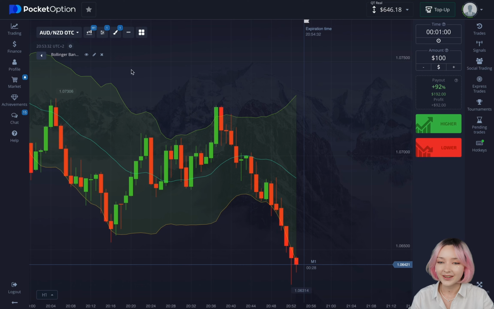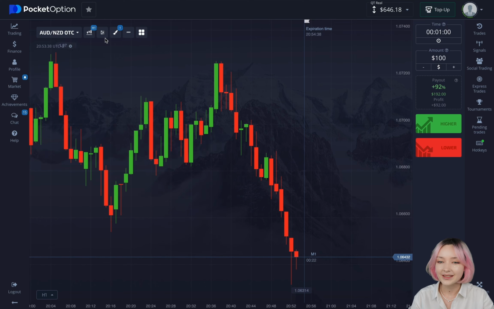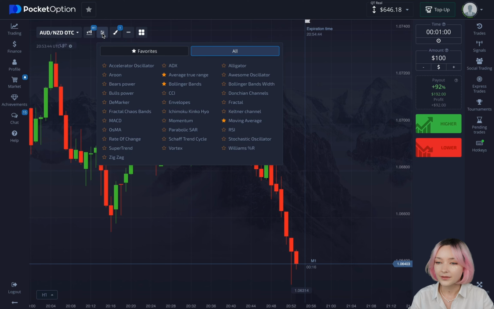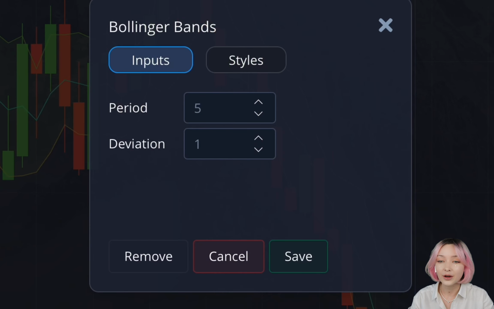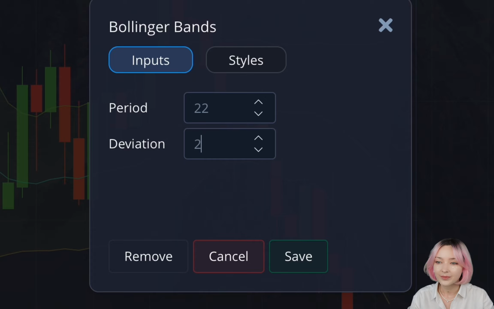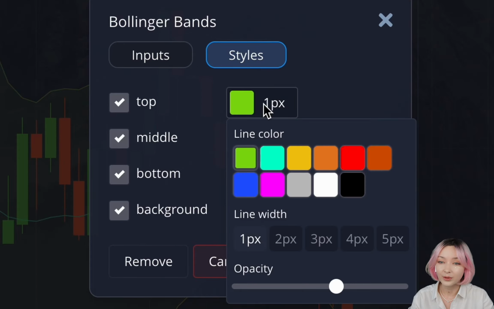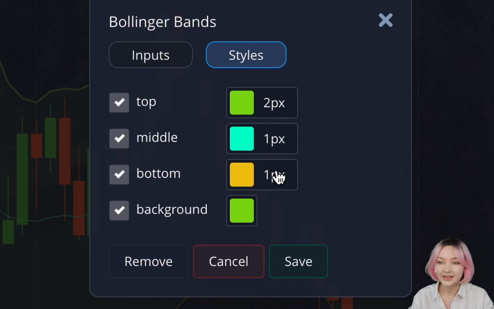So for starters, we've got to add one magnificent indicator to the chart. The indicator is called Bollinger Bands and can be added via the indicators menu. We're looking for the indicator, clicking it once and setting it up the way I'm doing as we speak: 22 as period and 2 as deviation. In the style section, we'll make the main lines a bit bolder, and that's it basically.